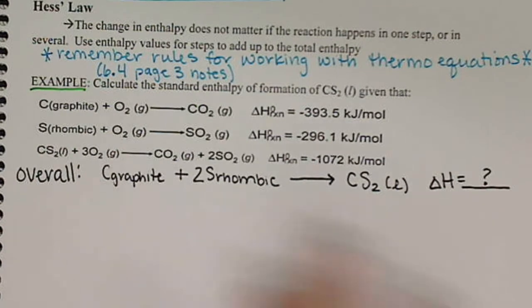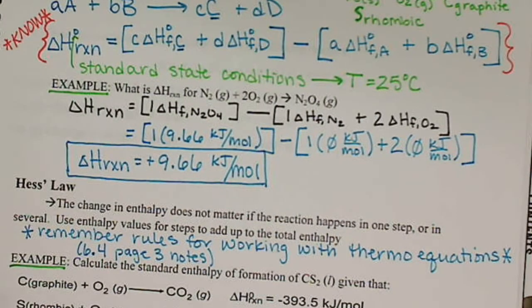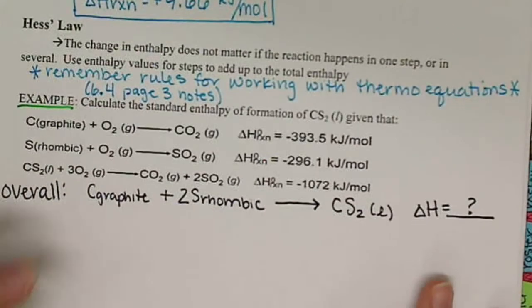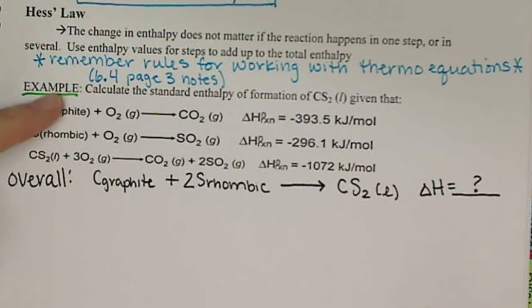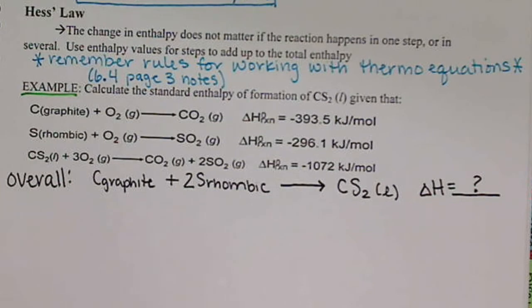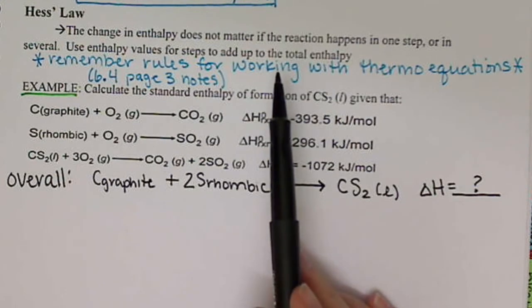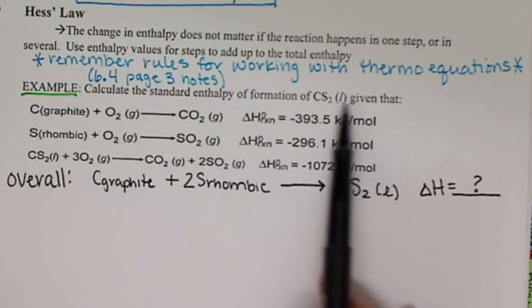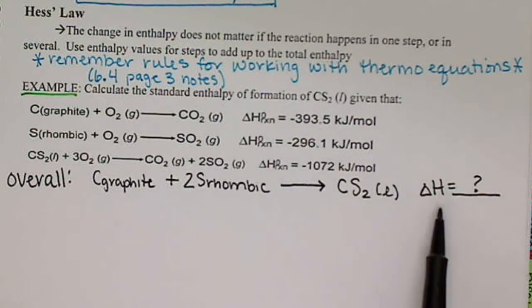Now, from the previous video, we could look this up in a table. But that's not the point of what we're trying to do with this example. In this example, we're going to use our 3 equations, combine them in a way that overall we end up getting this equation. And as long as we keep in mind our rules for working with thermal equations, we'll be able to combine our delta H of our reactions to get our overall delta H value.